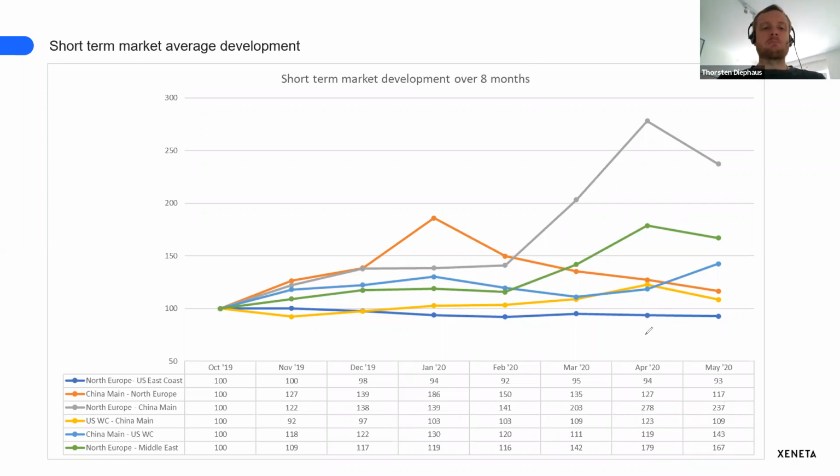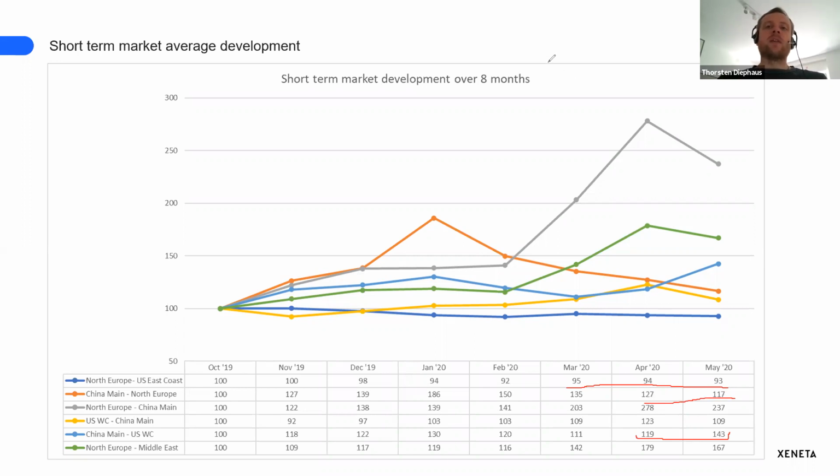There are other trades. North Europe to US East Coast still remains stable. It slightly went down, but this is more or less a stable number. There's another trade, China main to US West Coast, on the short-term average, which had a strong increase although the oil price dropped. So this probably reflects more the current situation on the negotiation side of the long-term deals. And when we check China main to North Europe main, this one is more or less stable, with a slight decrease compared to the beginning of April.